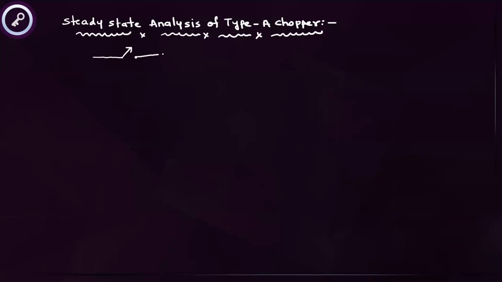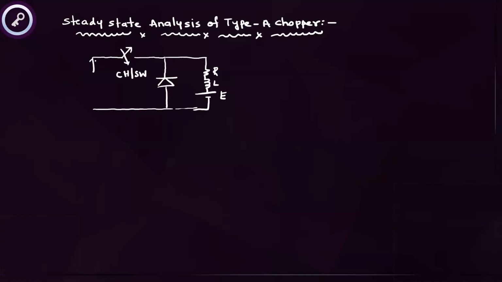Let's consider the type A chopper. This is the type A chopper. In this type A chopper, there is a freewheeling diode. Let's consider an RLE load. This is R, this is L, this is E. This is the chopper or switch, and the supply voltage is Vs.